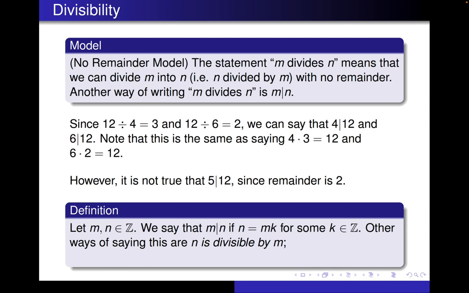There are lots of other ways of saying this. We could say n is divisible by m. We could say m is a divisor of n. We can say m is a factor of n. And we can say that n is a multiple of m. And you could probably come up with some other ways of saying it yourself. I'm out, though.